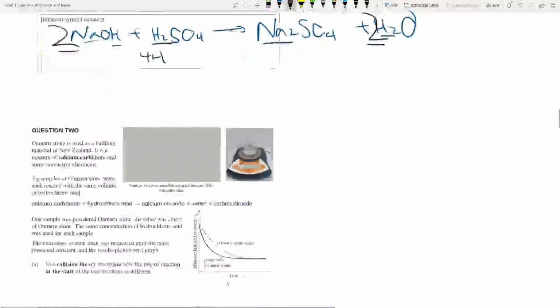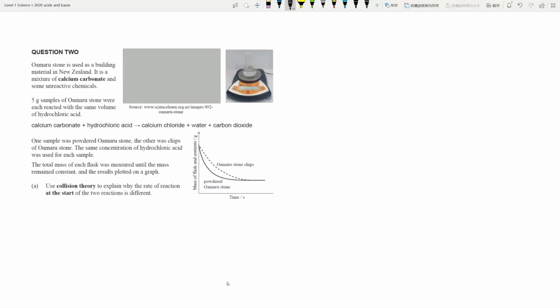Okay, next part. Question number 2. So we are looking at some carbonate.